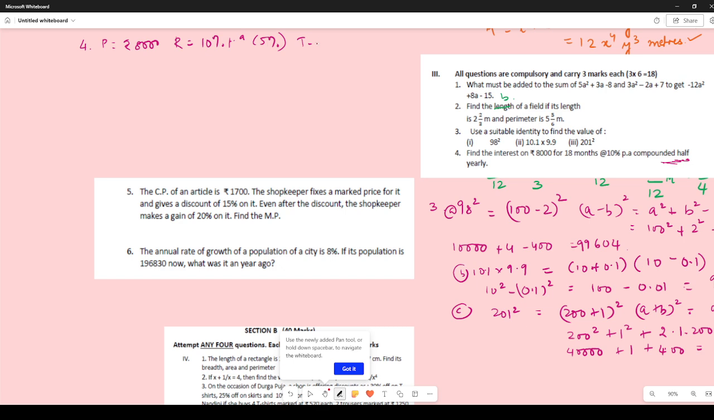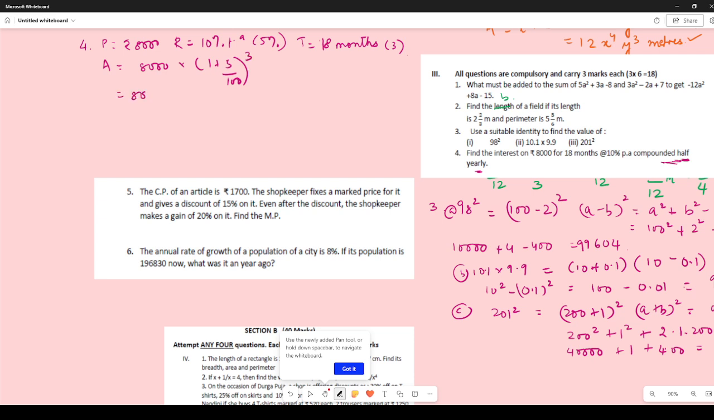Time is equal to 18 months. 18 months means, now see, this is compounded half yearly. That means how many segments of 18 months will be there? So it will be 3 segments. Okay. Now let us apply the formula. A is equal to 8,000 into 1 plus 5 by 100 to the power of 3.